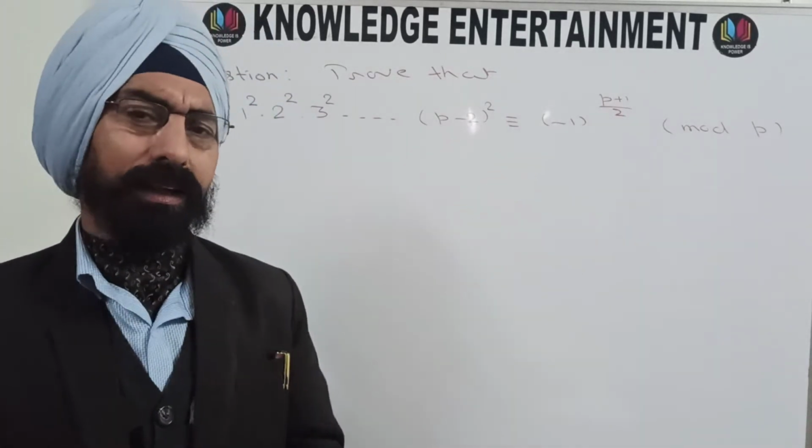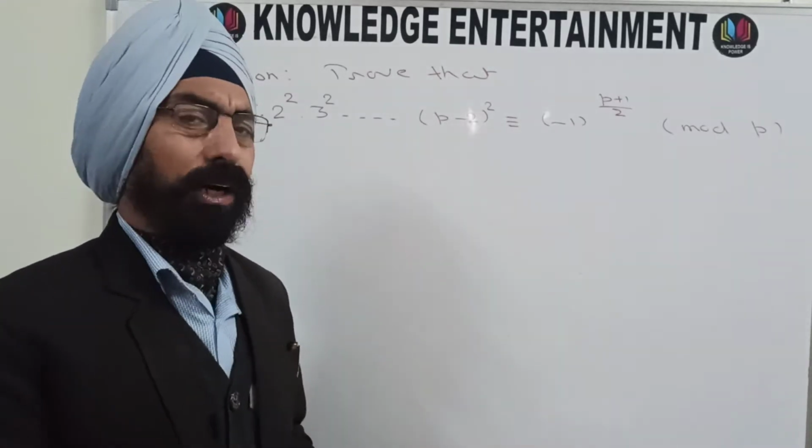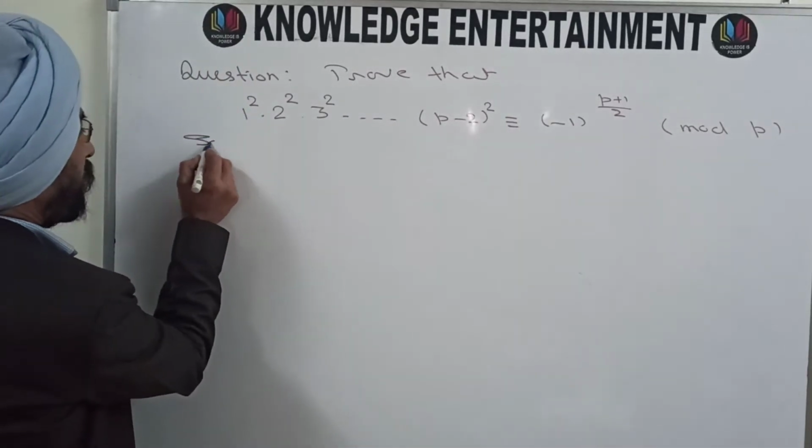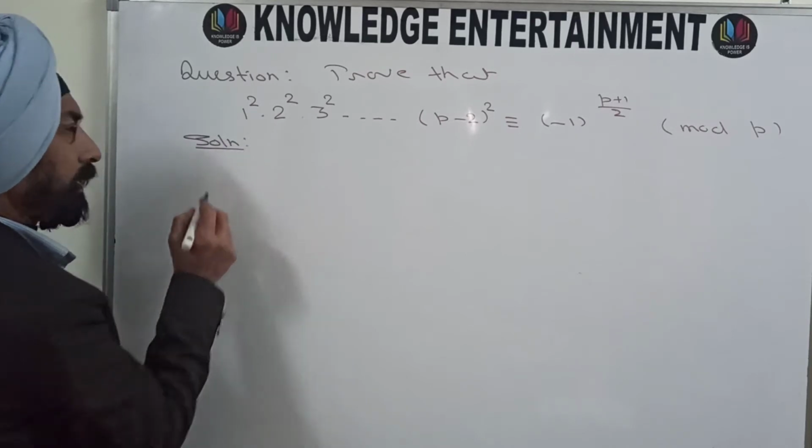So where P is a prime number. So let us see how to prove this result. So let us move on to the solution.